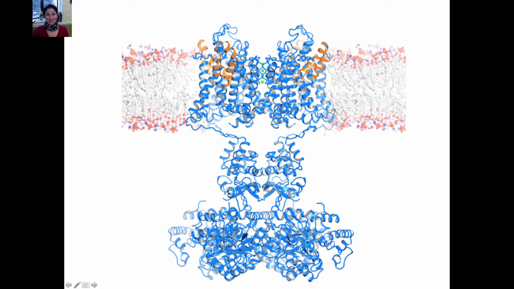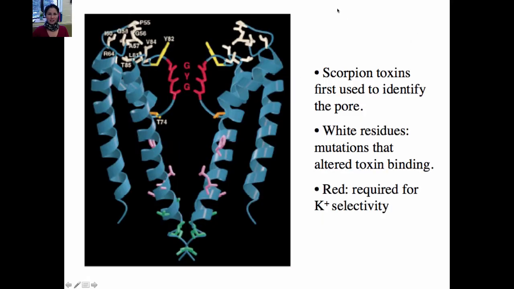As an aside, I'd like to talk about how this channel works, because it employs some of the fundamental inorganic concepts that we've learned in this class. So let's take another look at this selectivity filter. This is another view of just part of the protein. The protein channel is actually 4 subunits, and only 2 of them are shown here. This channel was actually discovered using scorpion toxin, and the amino acids that interact with scorpion toxin are shown in white here. It's just kind of an interesting aside.